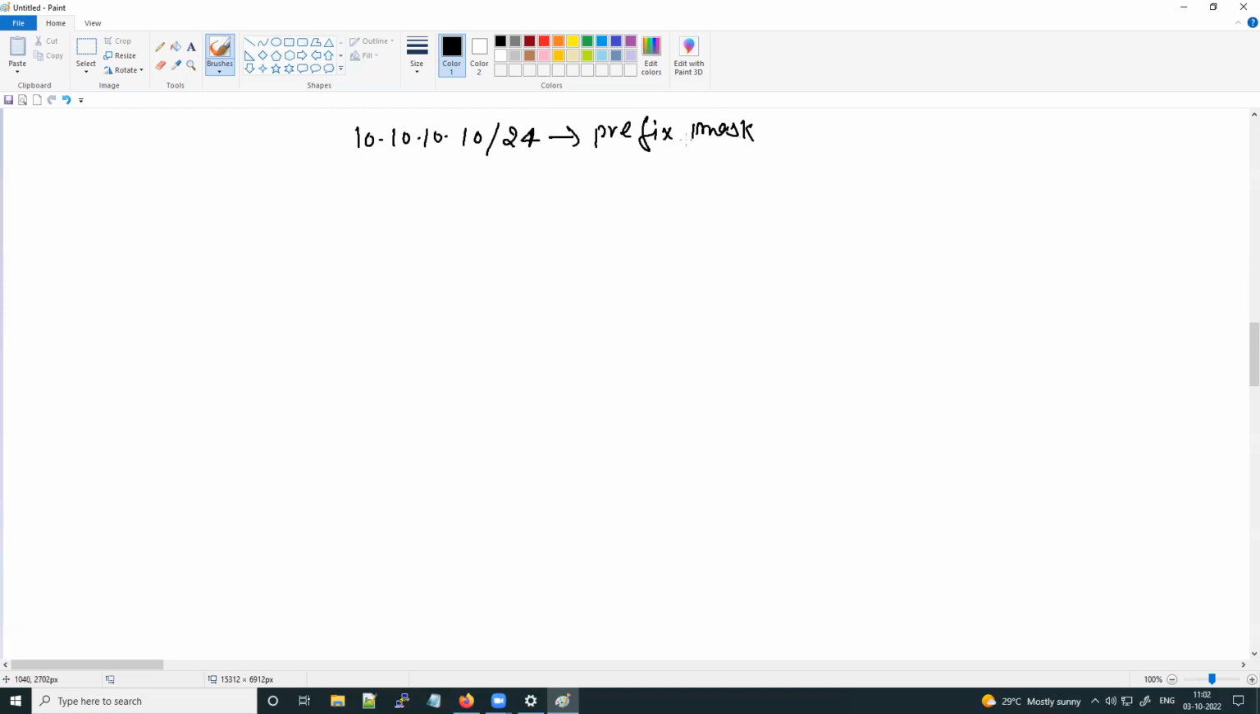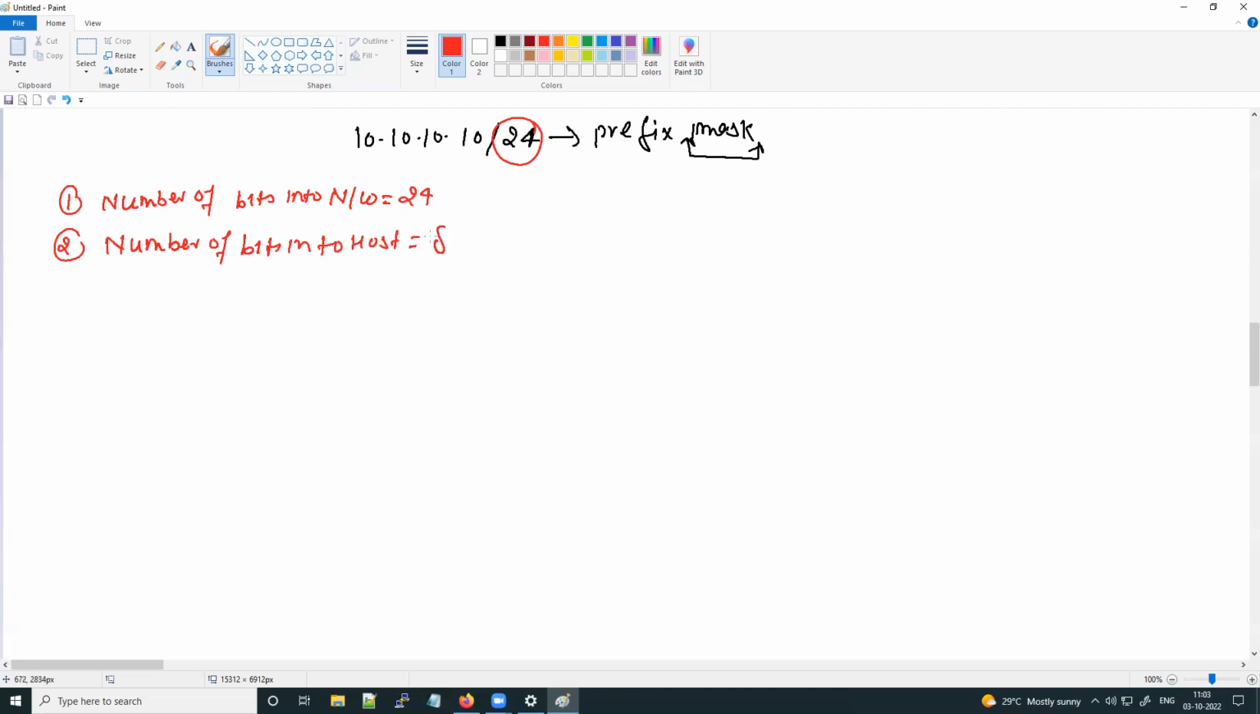Now mask. First of all, we need to understand this part. This tells the number of bits in the network, which is 24. Second is the number of bits in the host, which is 8.